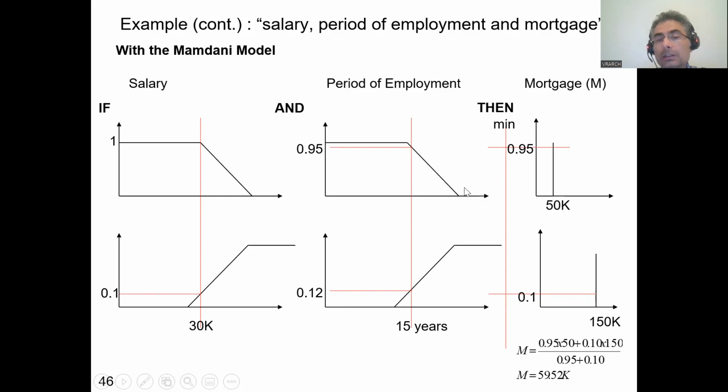And again, the way you calculate, how was it? In the first case, you take the minimum, 0.5, and in the second you take the minimum, 0.1. Then for the weighted average, you multiply this by 50K and this by 150K and divide by the sum of the minimums, 0.5 and 1, and you will see that that person could get just under 60K mortgage. So this is the simplest way of making the calculation for such fuzzy systems.